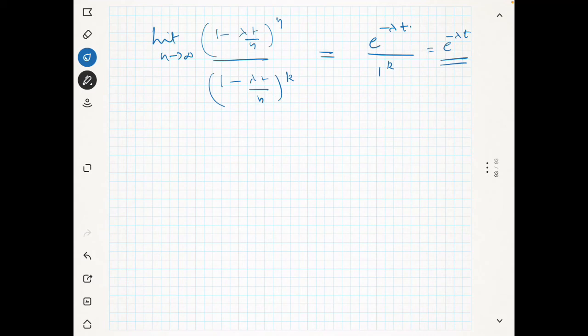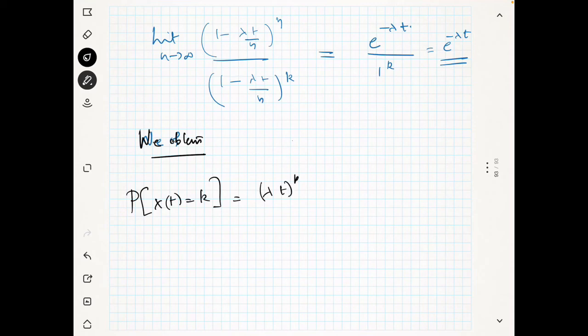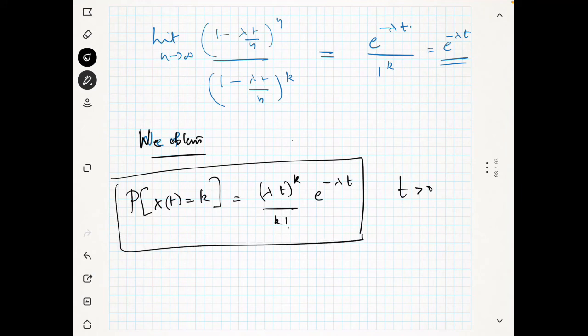So we can write the total. So we obtain the final answer. After this substitution, we obtain the probability that x of t takes the value k is nothing but (lambda t) whole raised to k divided by k factorial into e power minus lambda t, for t greater than 0. This is what we have seen, and this is the probability mass function of the Poisson process.